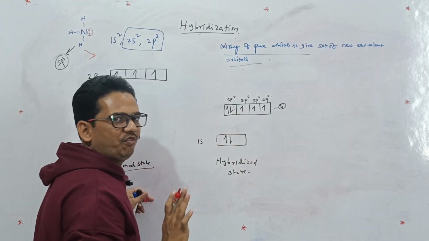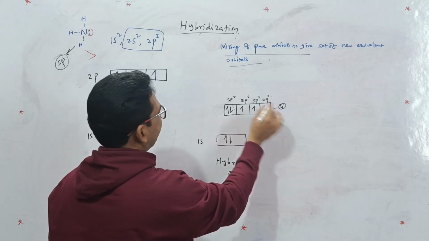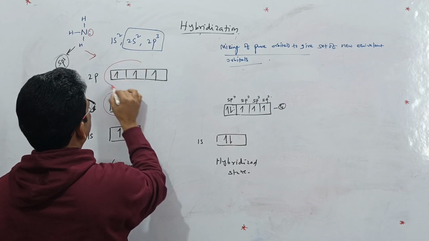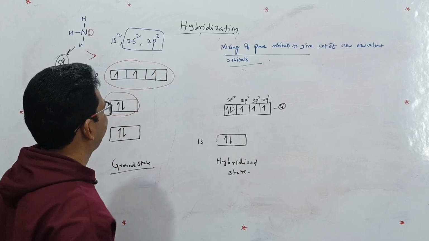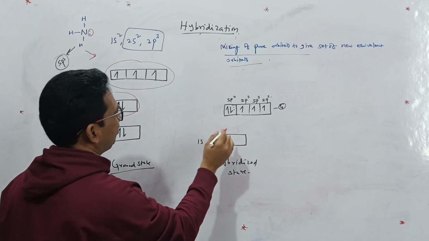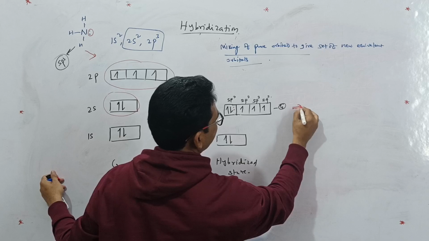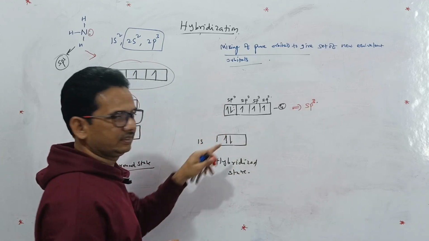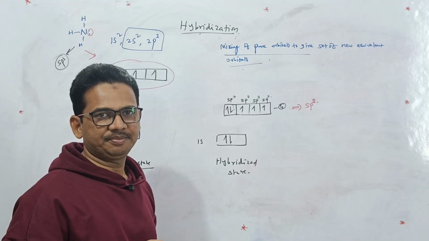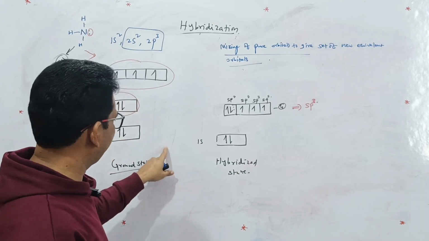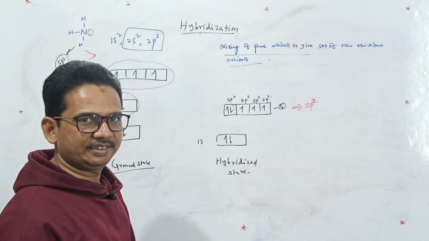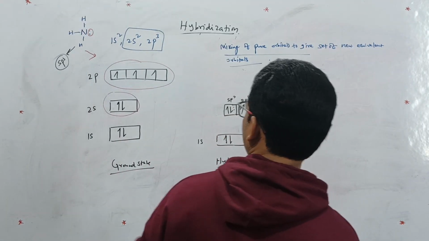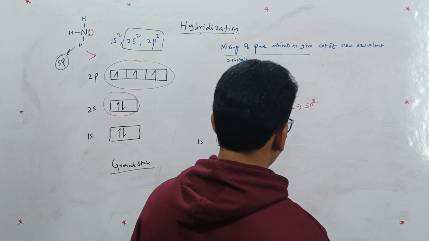The other 3 are half filled, but they are mixing together: this 2s as well as these 3p. That's why they produce what type of hybridization? sp3 hybridization. In this case there is no excited state, because they are already all filled. Then what will be the structure you might be thinking for this ammonia?